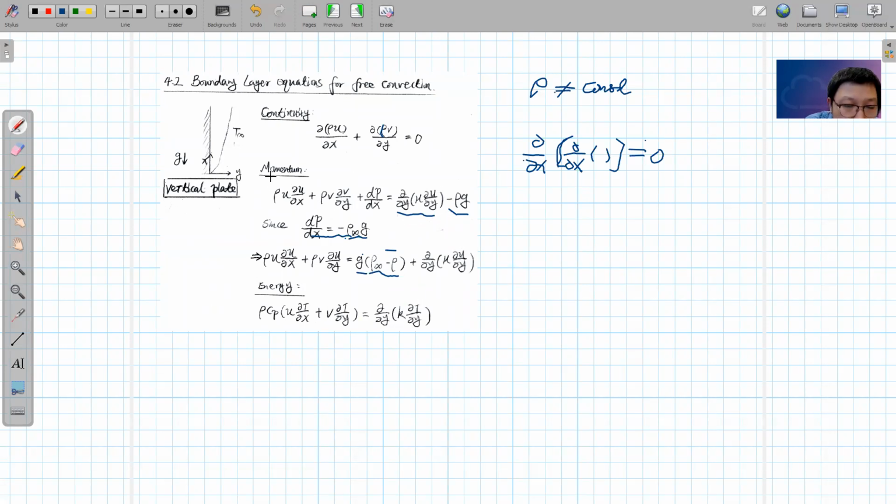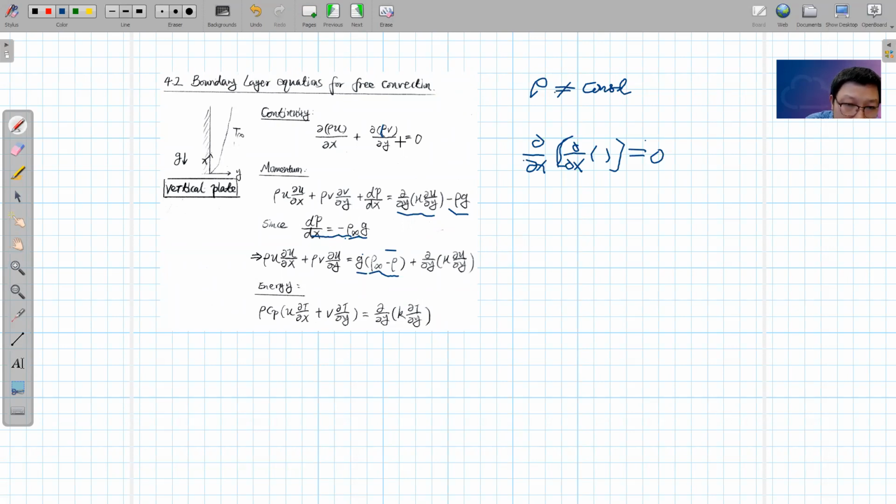And the y momentum equation is similar to that in laminar boundary layer theory. It basically shows that the pressure term is only a function of x, not a function of y. So we just neglect that term.